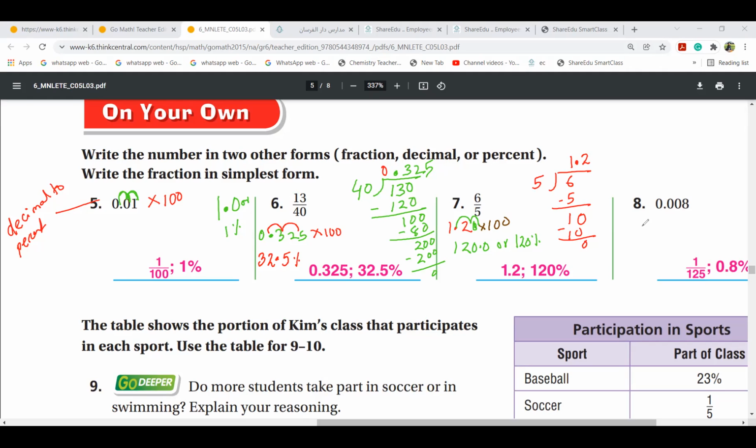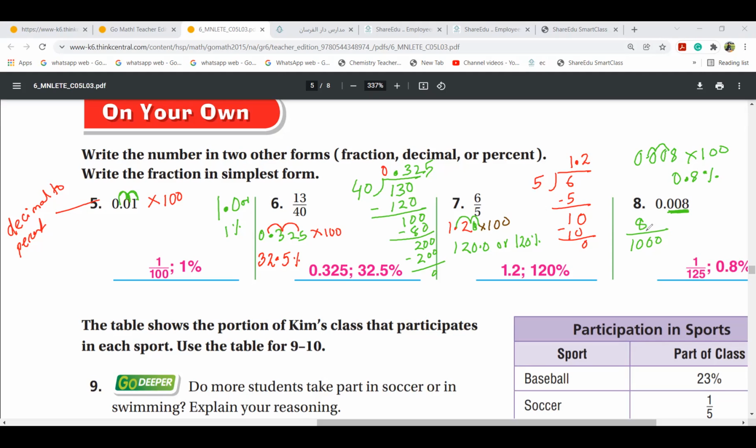To change it to a fraction, I put 8 and I see how many numbers are there after the decimal point. 3 numbers. That means 8 over 1,000. But to change it to a percentage, you need to multiply by 100. This zero is not needed. The answer is 0.8. The previous zeros are not needed. One is enough. So your answer is 0.8%.